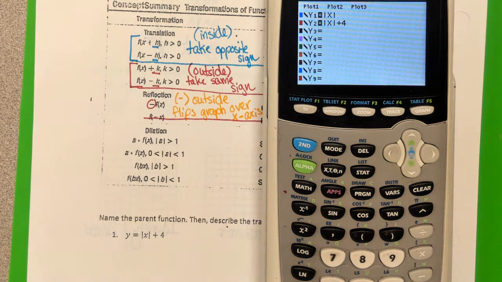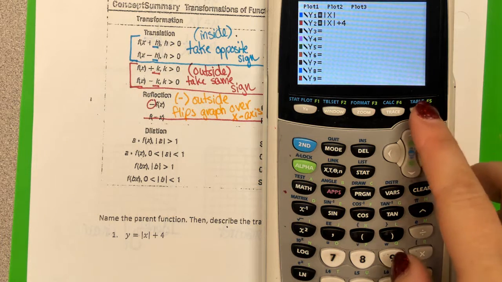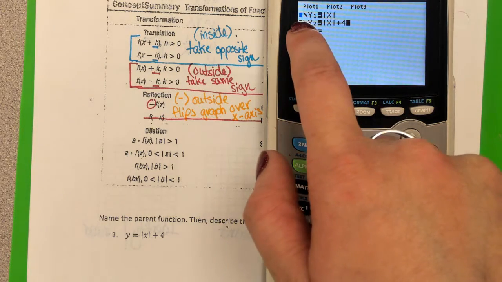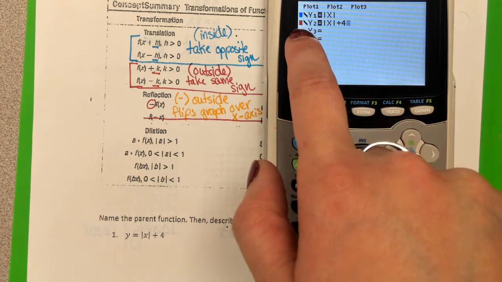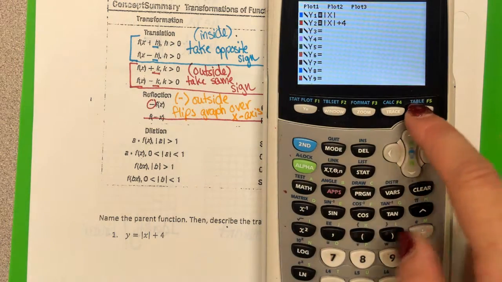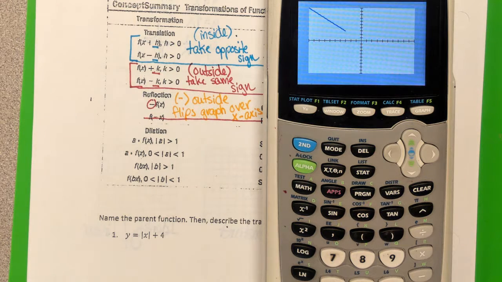But we should already be thinking, okay, plus 4. What is that plus 4 going to do to that parent graph? Where is it going to move it? It's going to move it up 4, right? Now let's hit graph. The blue one, the first one, is going to be your parent graph. The second one, in my case the red one, is the new one. That's the transformation.